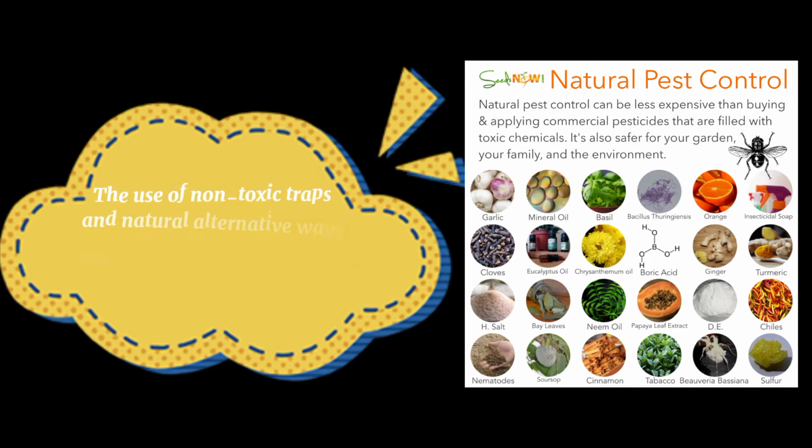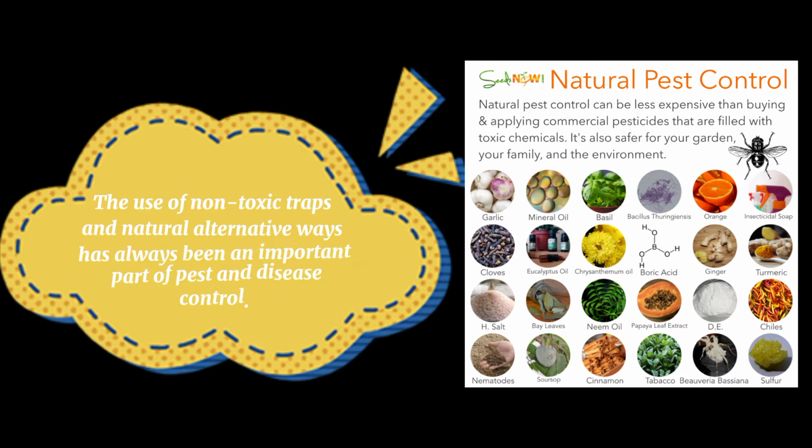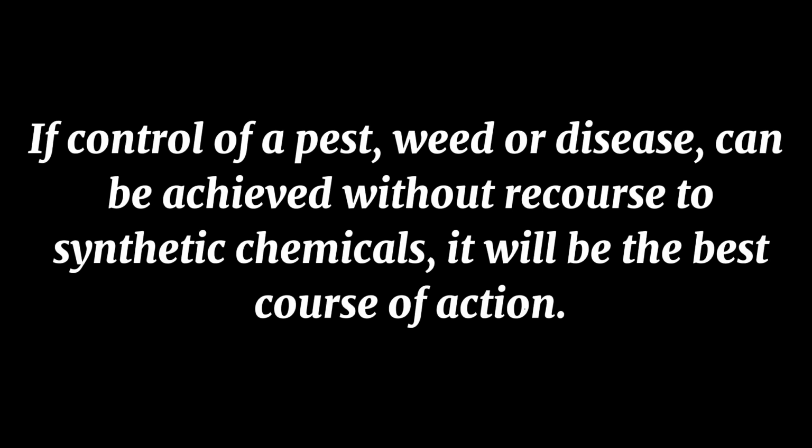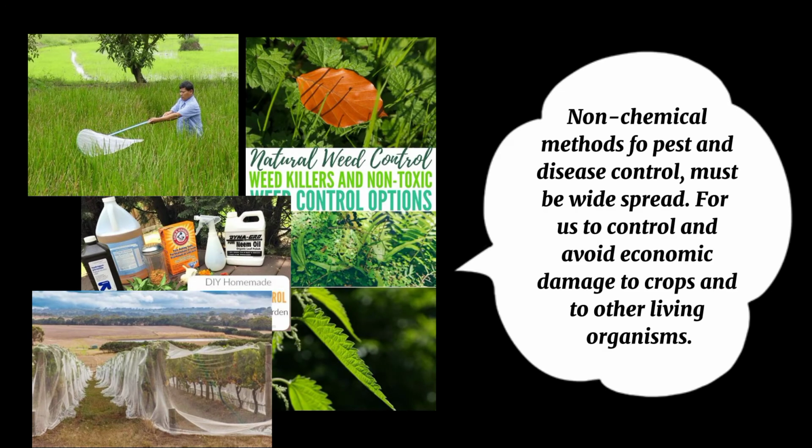The use of non-toxic traps and natural alternative ways has always been an important part of pest and disease control. If control of a pest, weed, or disease can be achieved without recourse to synthetic chemicals, it will be the best course of action. Non-chemical methods for pest and disease control must be widespread.